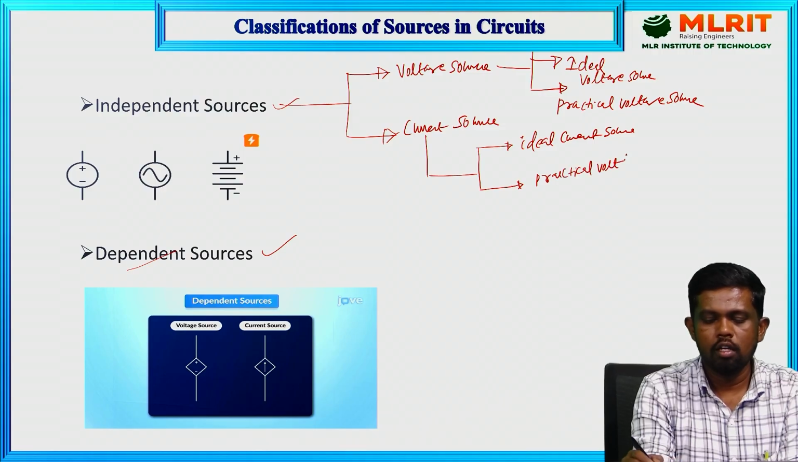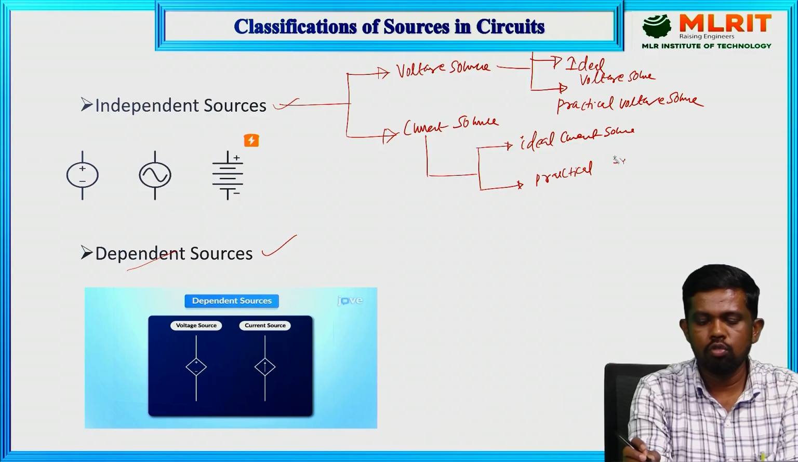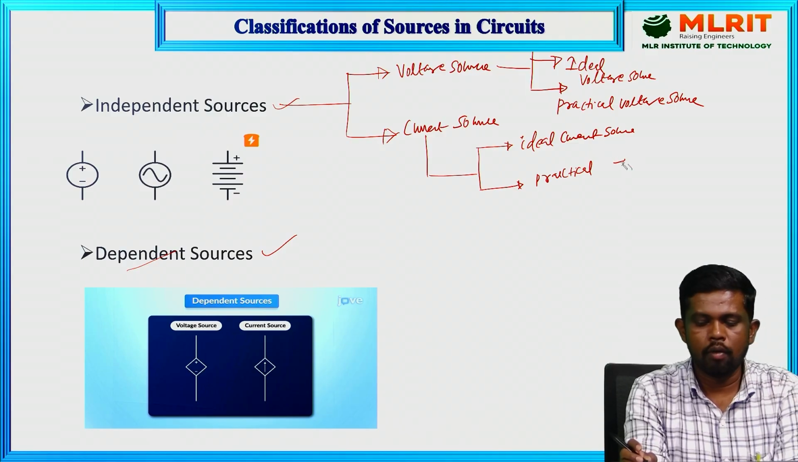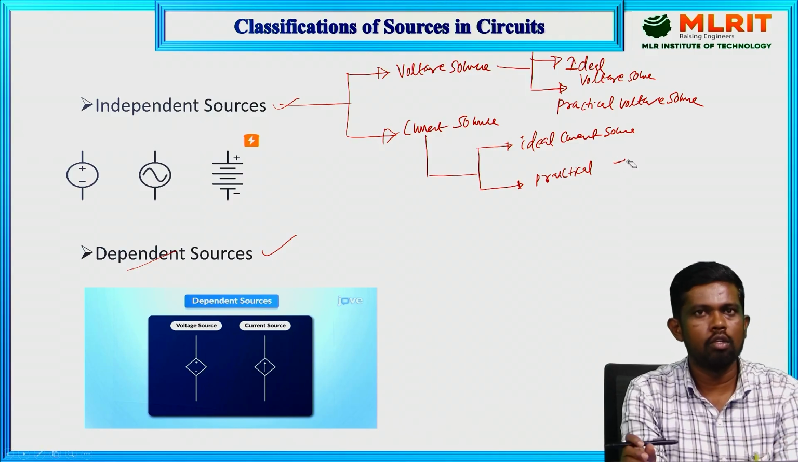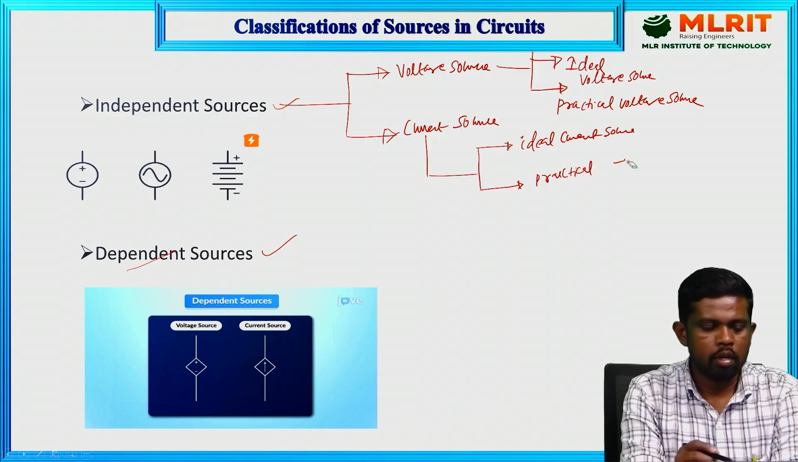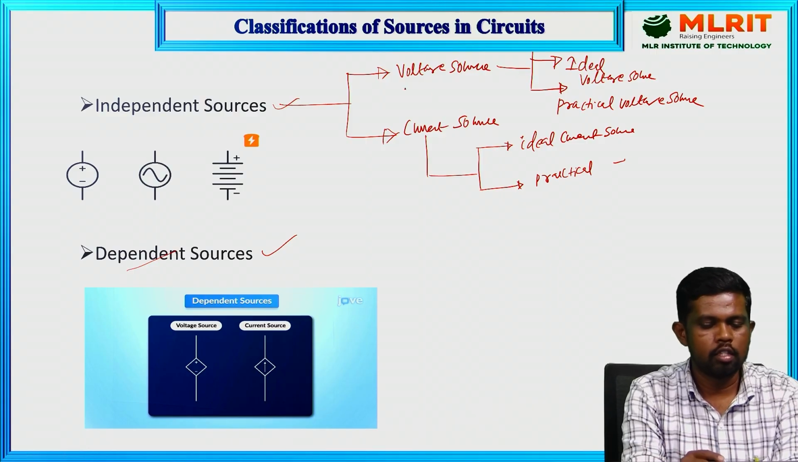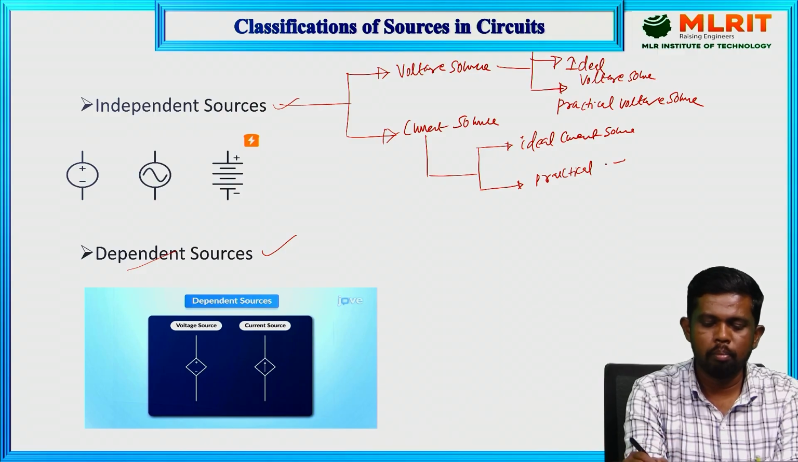Basically, in electrical circuits two types of energy sources are available: independent and dependent sources. The independent sources are further classified into voltage and current source. In the voltage source we have the ideal voltage source and the practical voltage source. In the current source we also have two categories: the ideal current source and the practical current source.